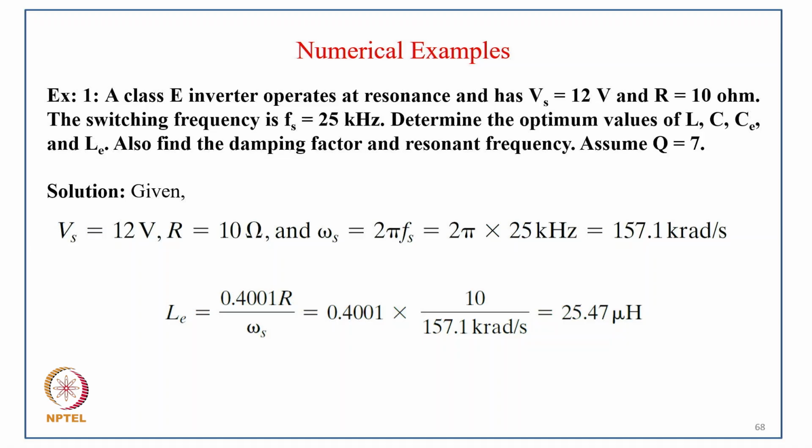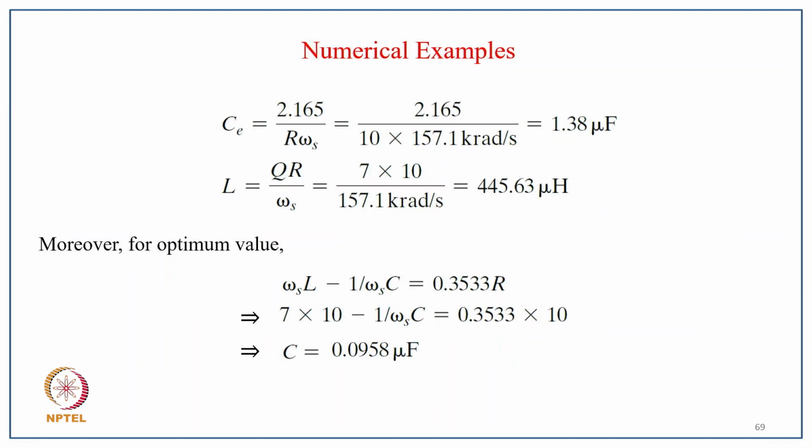Solution: given Vs equal to 12 volt, R equal to 10 ohm, and omega S equal to pi Fs equal to 5 into 25 kilohertz equal to 157.1 kiloradian per second, and L equal to 0.4001 R divided by omega S. Putting the value, it comes 25.47 microhenry. And CE equal to 2.165 divided by R omega S. Putting the value, it comes 1.38 microfarad. And LE equal to QR upon omega S, and putting the value, it comes 445.63 microhenry. Moreover, for the optimum value, omega S into L minus 1 upon omega S C is equal to 0.355 R, from which, putting the value, we get C equal to 0.0958 microfarad.